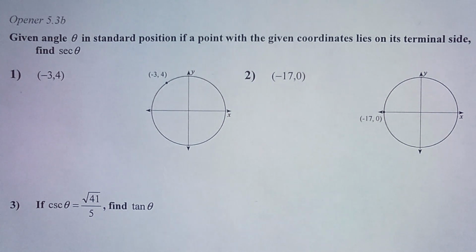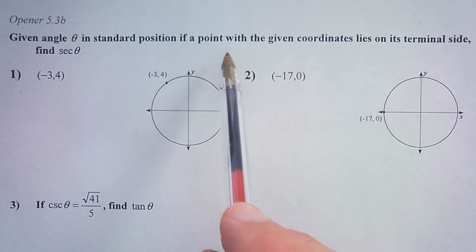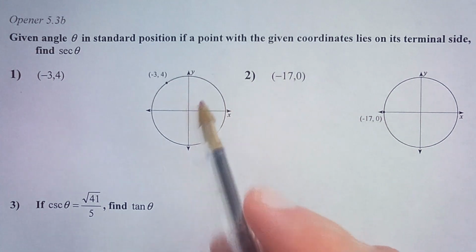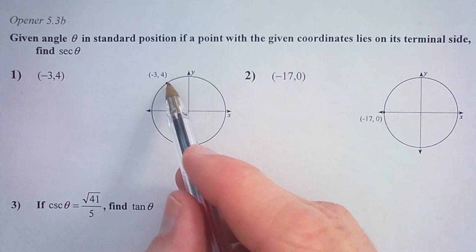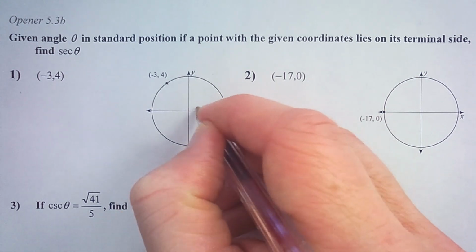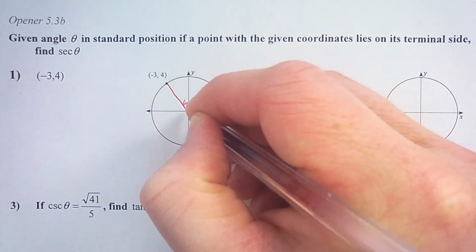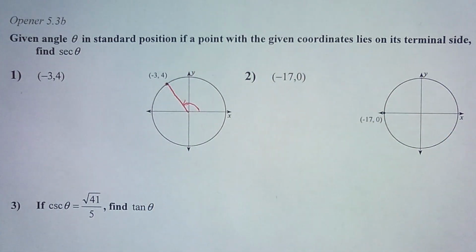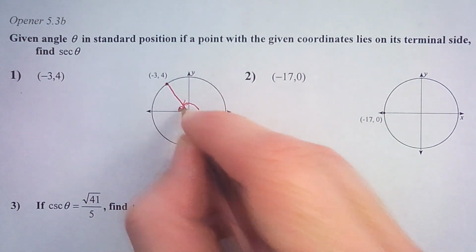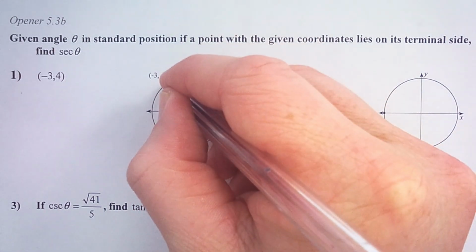So we'll go ahead and finish this lesson with some review now. Given angle theta in standard position, if a point with the given coordinates lies on its terminal side, find secant theta. Okay, so this point, negative 3, 4, lies on the terminal side. In standard position, our angle starts here at the positive x-axis and rotates this way. And there is our terminal side, and it includes negative 3, 4. We need to use the reference angle, which goes from the terminal side to the nearest x-axis. So that angle theta is our reference angle.